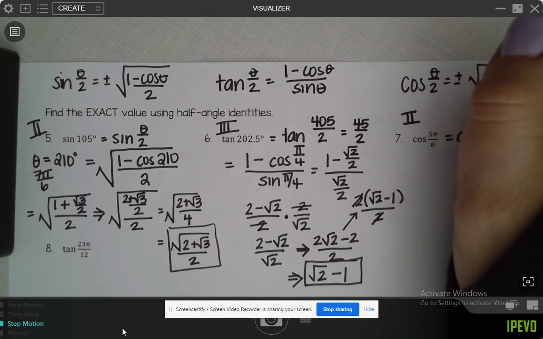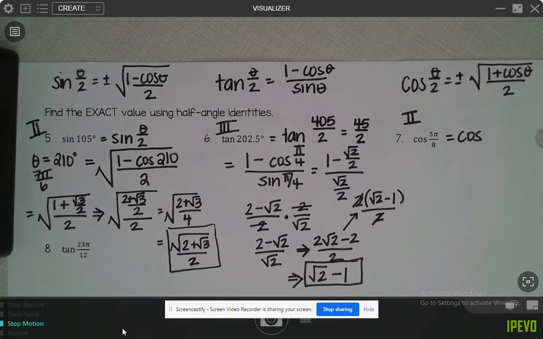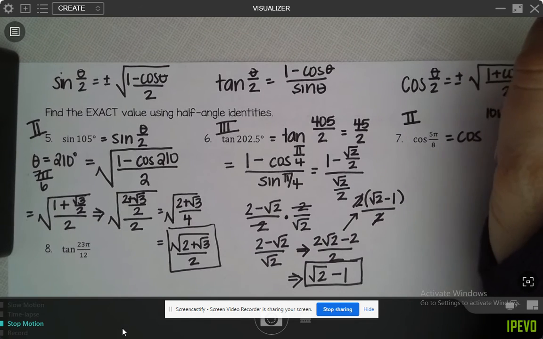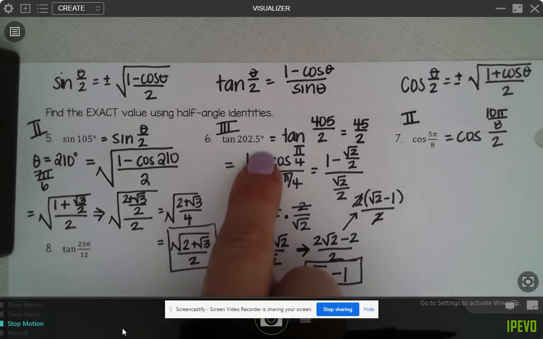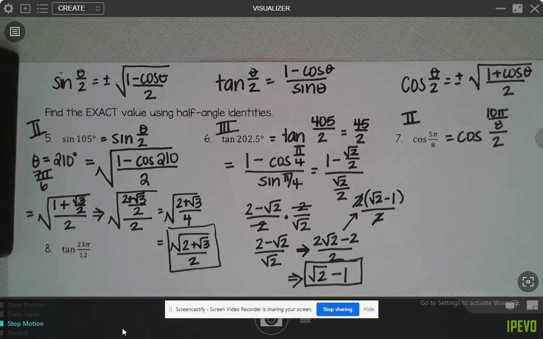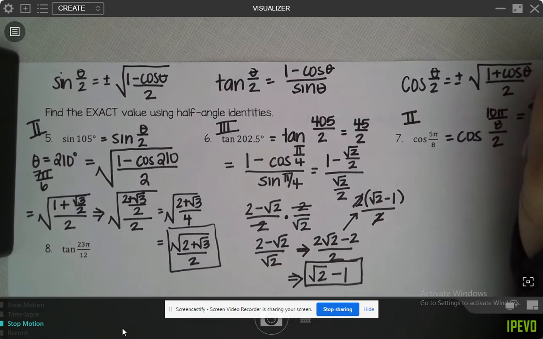This is the same as the cosine of what? 10 pi over 8 over 2. How did I get 10 pi over 8? I multiplied by 2, right? Which is exactly what I did on these two, correct? You just multiply the numerator. It's like 2 over 1. So this is the same as 5 pi over 4 divided by 2.